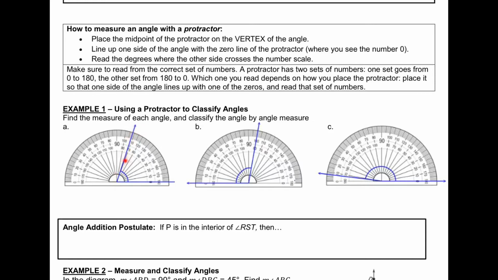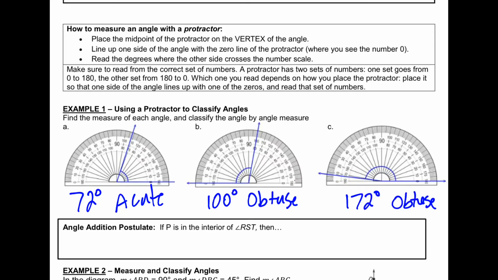So here we are on the less than 90 side, since this is an acute angle. So something like 72 degrees would be the measure of this angle. It would be considered acute. The second angle is an obtuse angle, since it's above 90 degrees. So we don't look at the bottom here, we look at the top, and it measures 100 degrees. Our third angle is also obtuse, meaning we're not looking at the 10, we're looking at the 170, and it looks like it might be 172, which is also classified as obtuse.